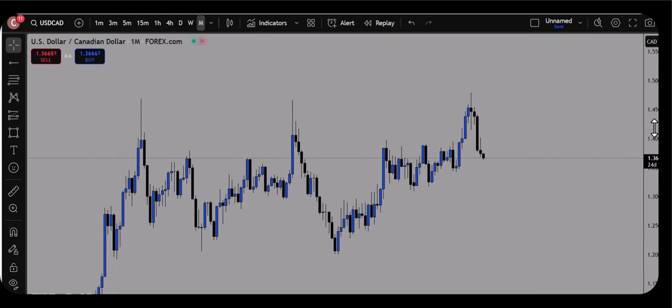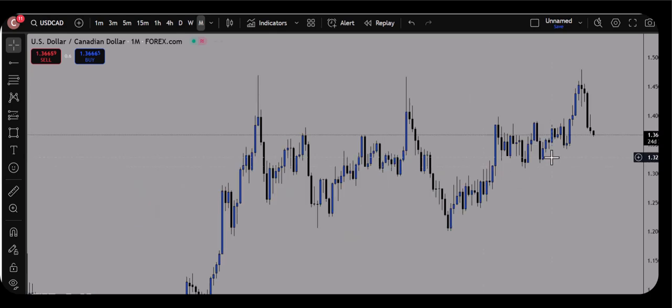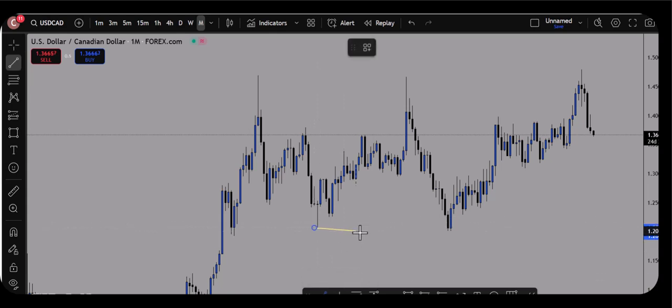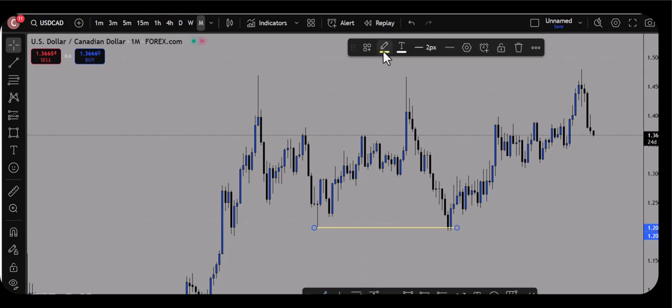Liquidity are resting orders at significant highs and lows, usually identified on the higher time frame. Let's do this together. Look at this now. This is a significant low. Watch. Just at this point, I want to use white.